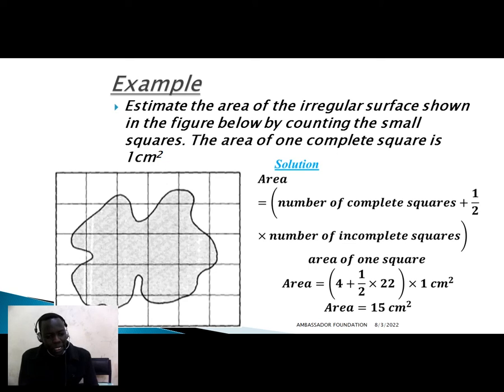First of all, we subdivide it. We subdivide the section that particular shape or surface is found in into small areas of 1 centimeter square each, just how it has been done here. Each small square here is taking 1 centimeter square. So what do we do? We count the complete squares.